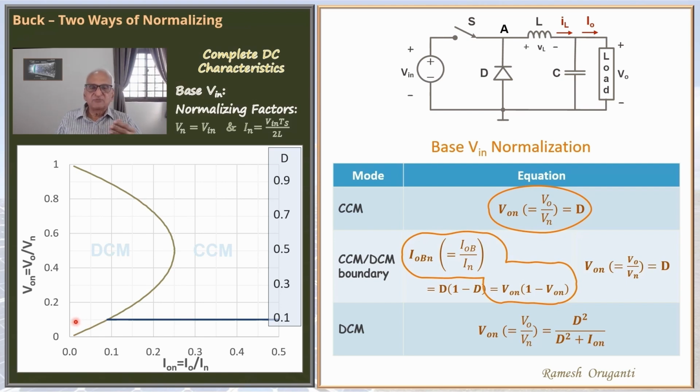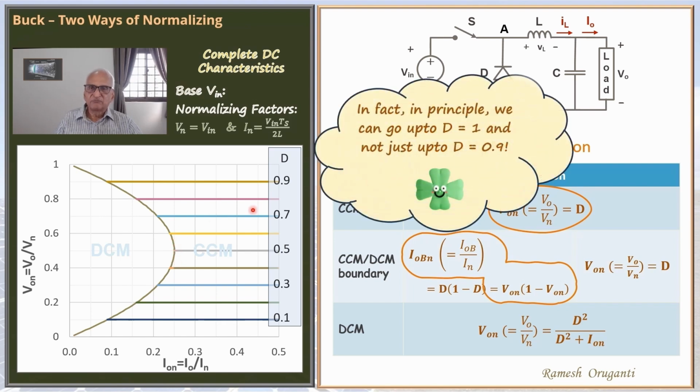We can plot in a similar way for D equal to 0.2 and 0.3. Again, you notice that the characteristic is a straight line and it does not extend into the DCM region. You can then plot 0.4, 0.5, 0.6, etc., up to D equal to 0.9.